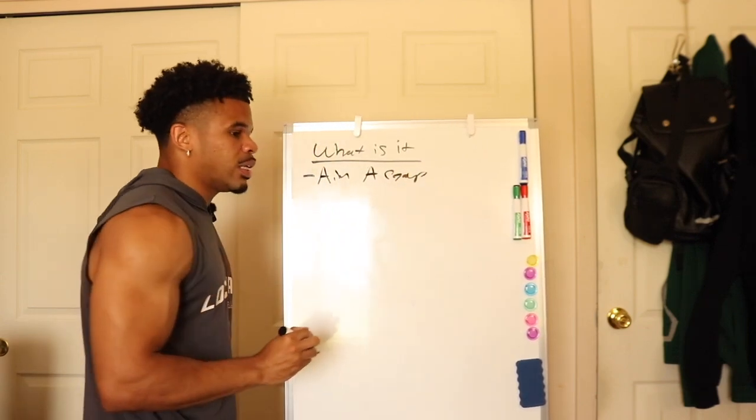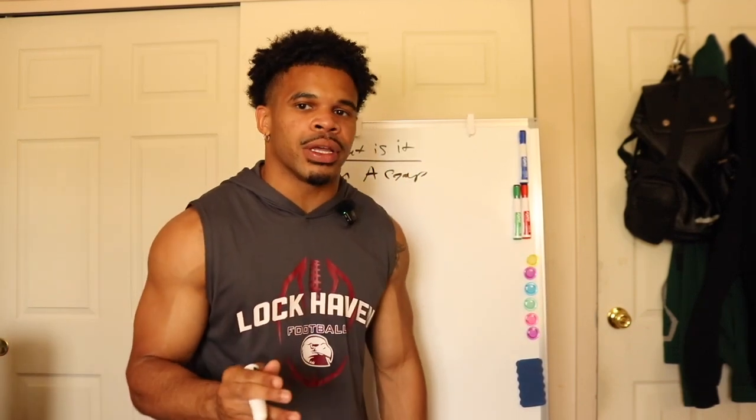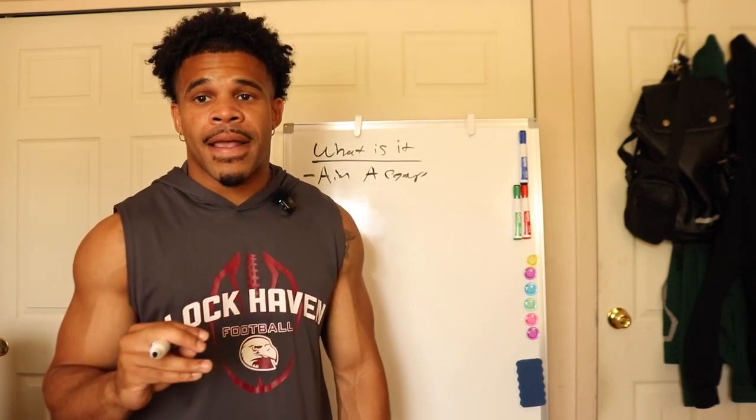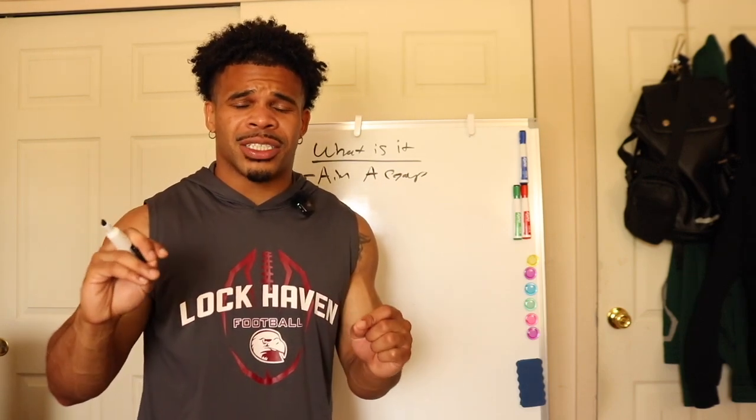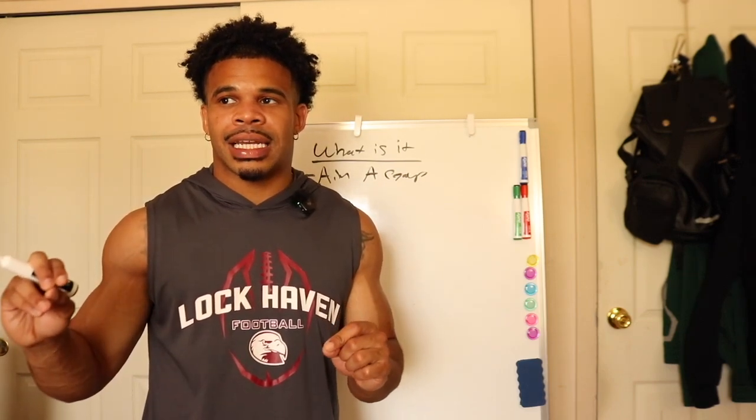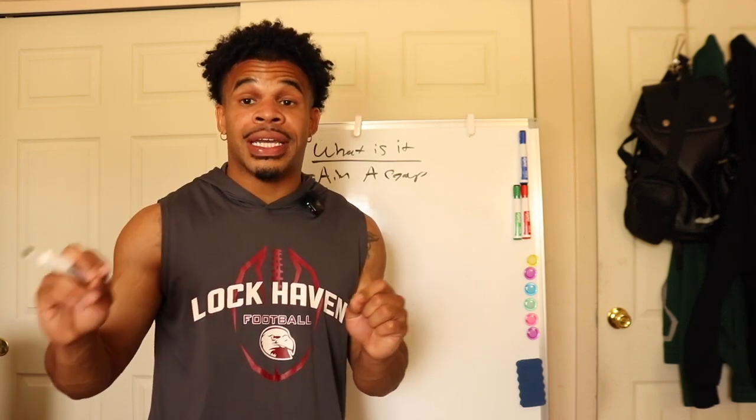So your aiming point is going to be play side A gap. That's just your aiming point. That doesn't mean that's where you're going. You're going to be reading based off of what the defensive lineman is, and that's going to tell you where you're going to hit it. We're going to hit the hole.